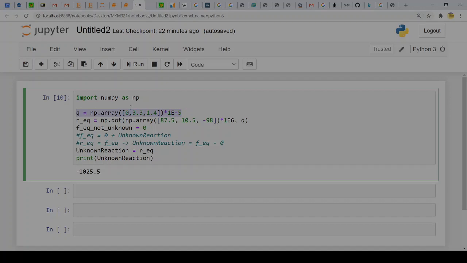I set up the Q's 0, 3.3, 1.4. I set up the equation for the equilibrium as my values in the row in that stiffness matrix, dotted with Q. That's my equation.